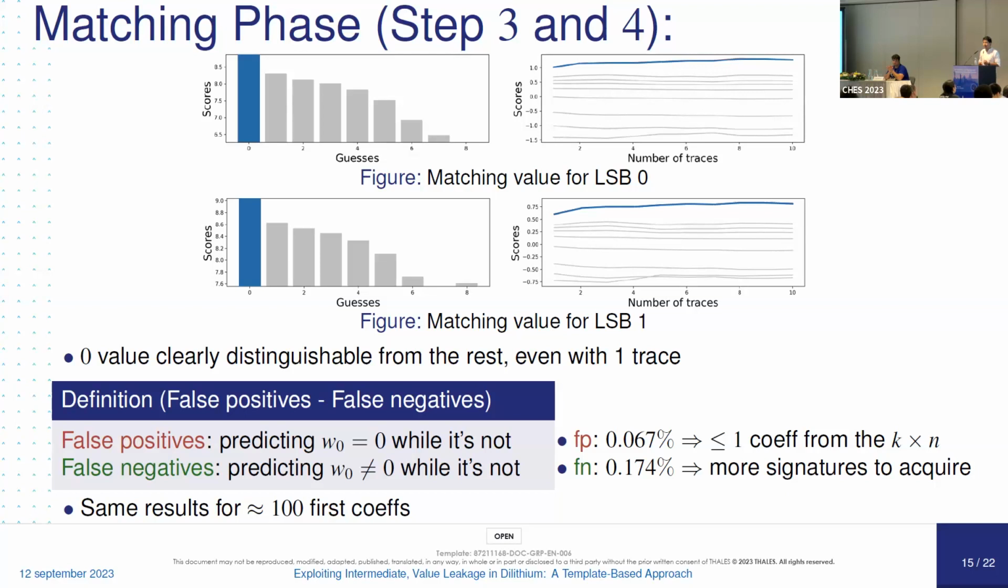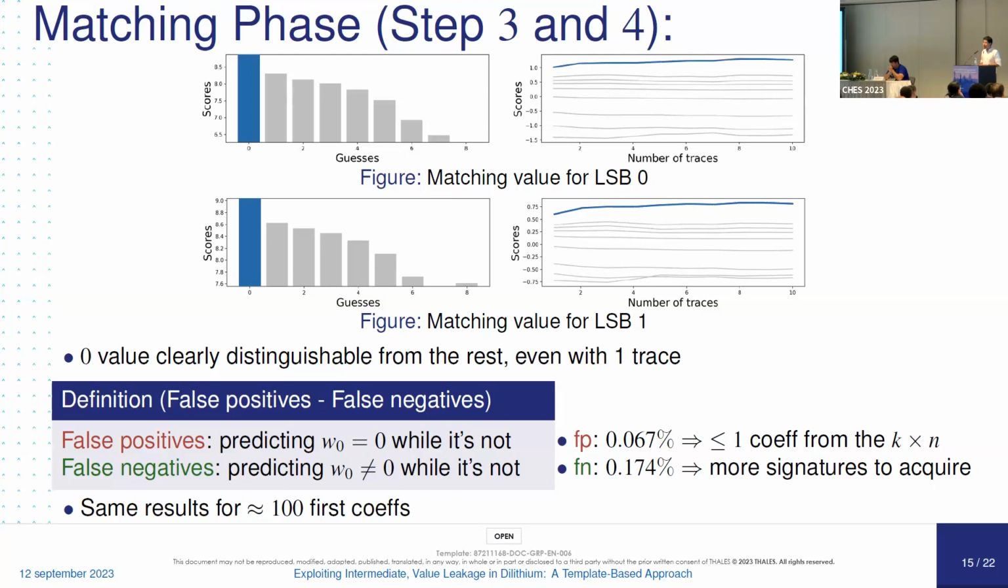Now, to assess the results of our template, we decided to compute the false positive rate, which is the number of W0 equal to 0 that we detected, but that in fact weren't equal to 0. We found that it's a little less than 0.1%. This means that on average, we will have at most 1 wrong coefficient from the k times n.